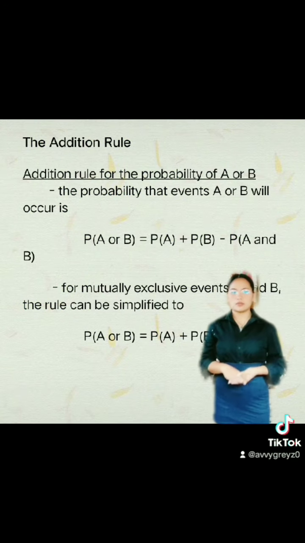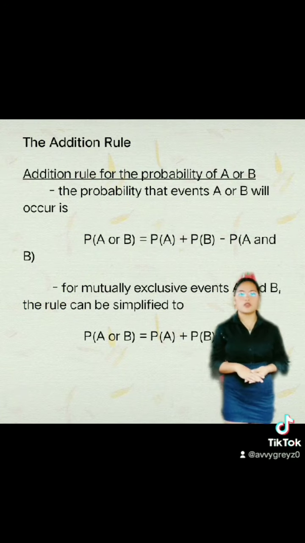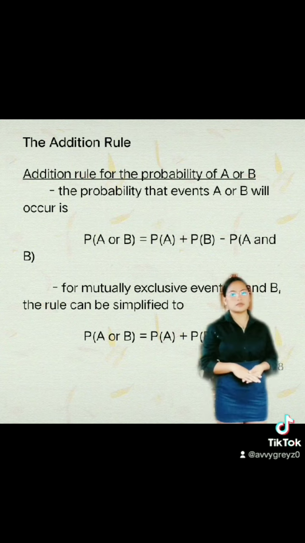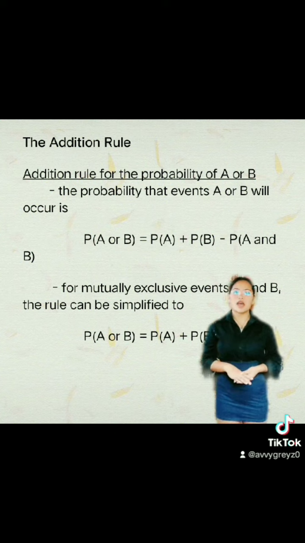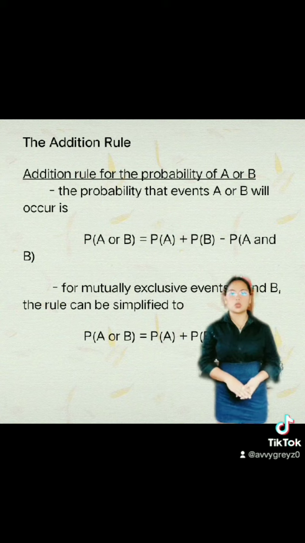The addition rule for the probability of A or B. The probability that events A or B will occur is the probability of A or B is equal to the probability of A plus the probability of B minus the probability of A and B. For mutually exclusive events A and B, the rule can be simplified to the probability of A or B is equal to the probability of A plus the probability of B.